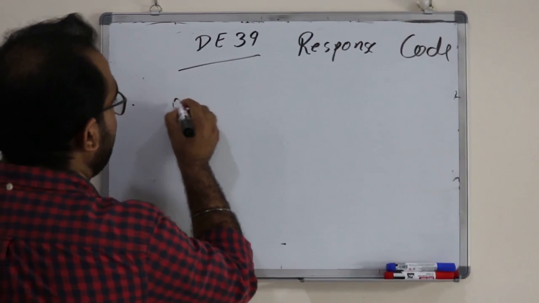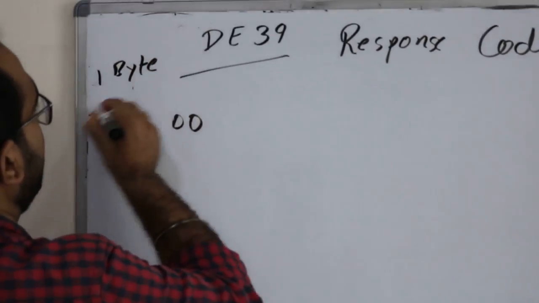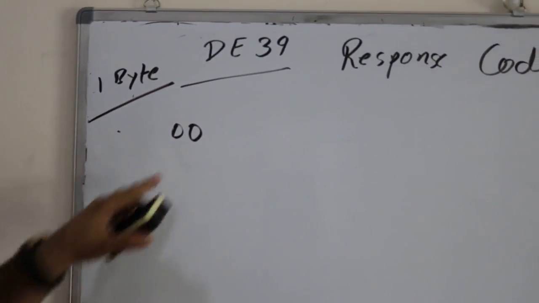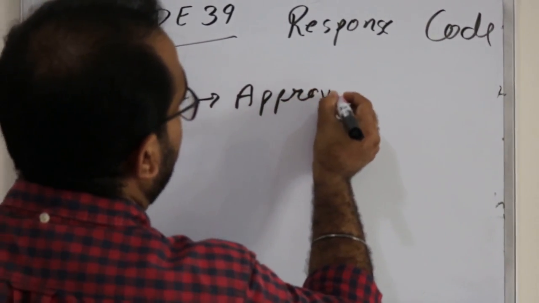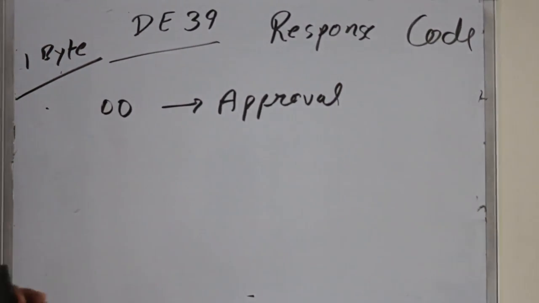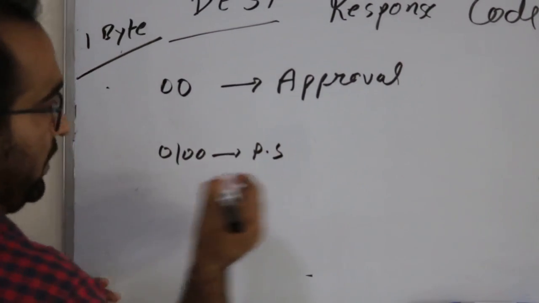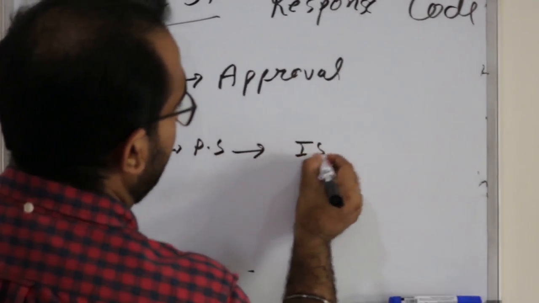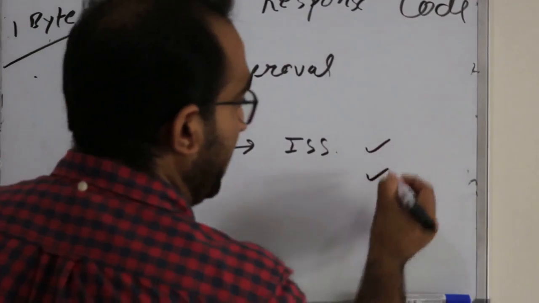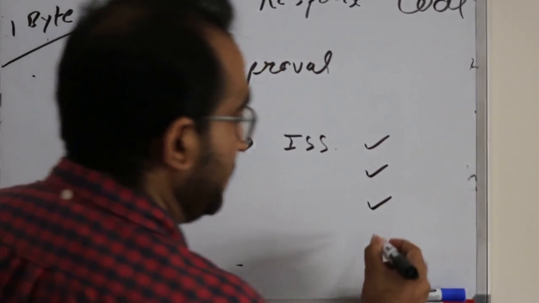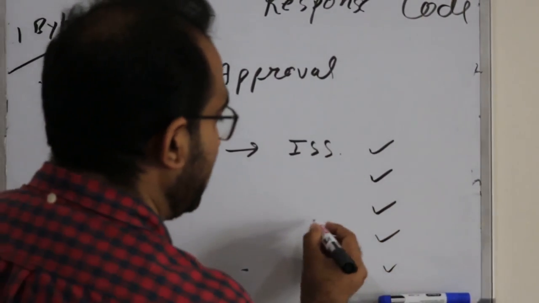The first value I will give you is 00. This is a fixed length 1 byte field. 00 means approval. So what does it mean? We send a 0100 to the payment scheme. This is the acquirer. The acquirer sends it to the payment scheme. The payment scheme sends it to the issuer. The issuer validates that the card number is okay, expiry is okay, the customer has sufficient balance, PIN is okay, chip data is okay. The issuer will do all those validations and will send that this transaction is approved.